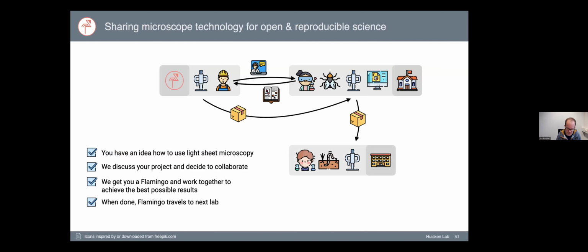And so it's sort of like a library of microscopes that anybody could use and use for their needs, whether it's just testing it to find out if light sheet is the optimal technology for them or actually actively using it for a scientific project. And of course, it would only stay in the lab for a limited period of time before it continues its journey and travels somewhere else.